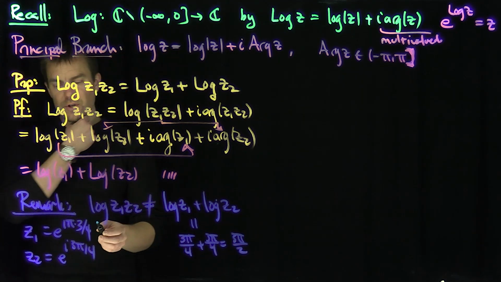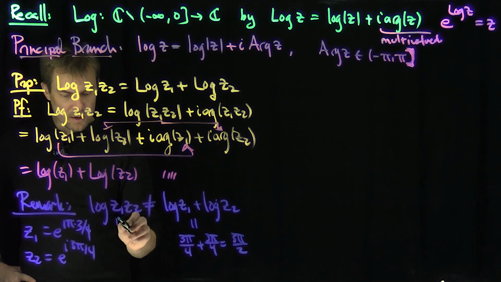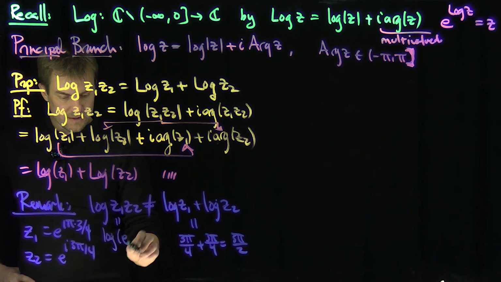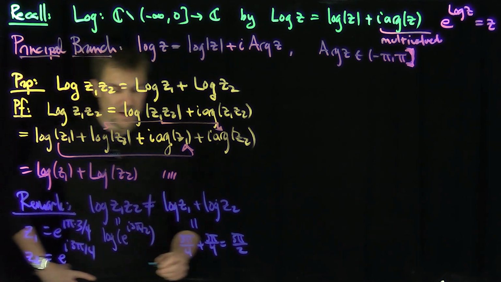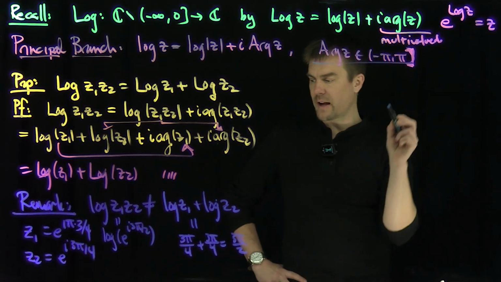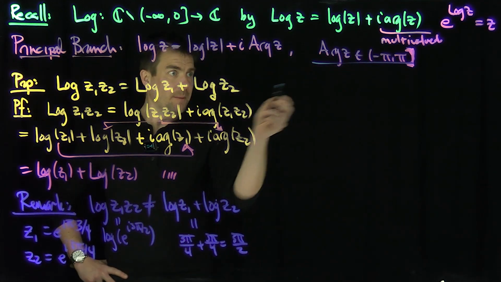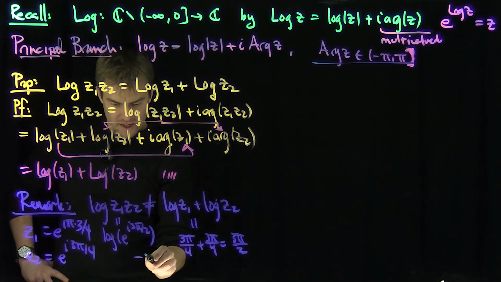But z1 times z2 is just going to be e to the i 3 pi over 2, and we take the log of that. But 3 pi over 2 is not a principal argument. That falls outside of that range. So this is going to give me negative pi over 2. So negative pi over 2.